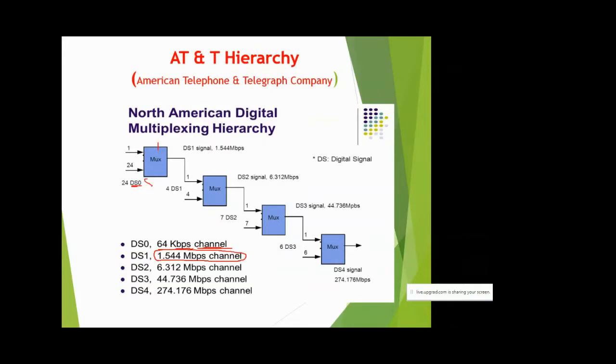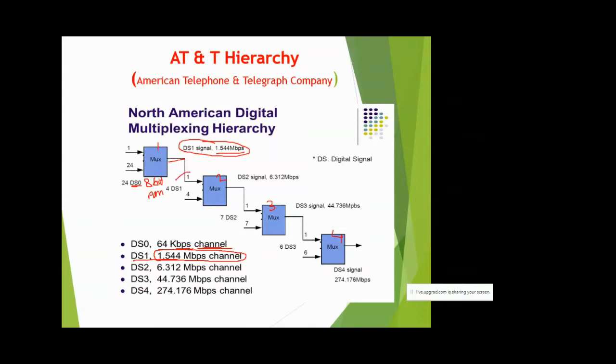Here we are using an 8 bit PCM system. With the help of that 8 bit PCM system, we get the final DS1 signal at the output of this first mux. Then there are the second mux, third mux and fourth mux. At the input, the 24 voice signals we named DS0 signals, each have a bit rate of 64 kbps. When we multiplex using the mux, the final DS1 signal is 1.544 Mbps.